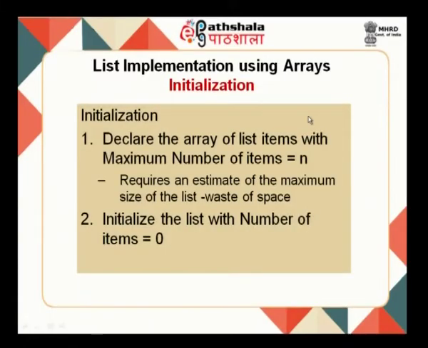Before we do the implementation, we have to do an initialization. How do we do the initialization? We declare the array of list items with maximum number of items equal to n. So, you have to declare the size of the array, which requires an estimate of the maximum size of the list. This is the waste. Suppose you allocate 1000 memory locations for this list and you are using 100 only, but still 1000 is allocated and it is a waste of space. This allows you to grow the list, but that is an overestimate. Now, suppose you make an underestimate, then you cannot go beyond a particular size. So, this is a problem. Initialize the list with the number of items. Initially, the number of items is going to be 0.